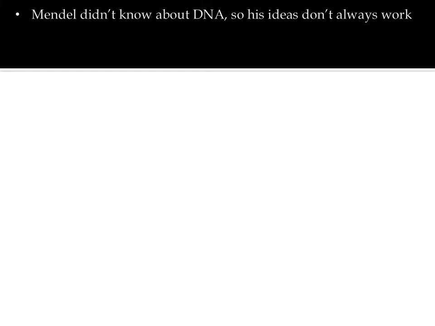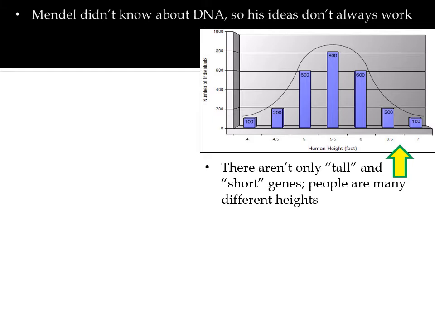I mentioned the other day that Mendel didn't know anything about DNA because no one at the time did. Because of that, his ideas are sound but not complete. We now know that there's a lot more often going on than just big letter, little letter models of inheritance. Think of height. Do we have only tall people and short people?